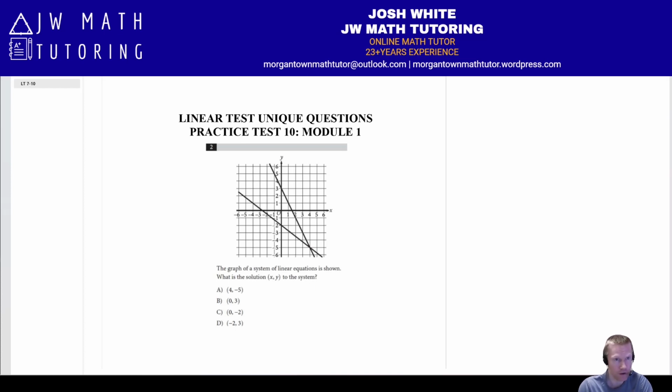First question, we just have a graph of a system of linear equations. What is the solution to this? Well, hopefully you can see on the graph right here, it is the point (4, -5). It is the point where they intersect. Correct answer is letter A.